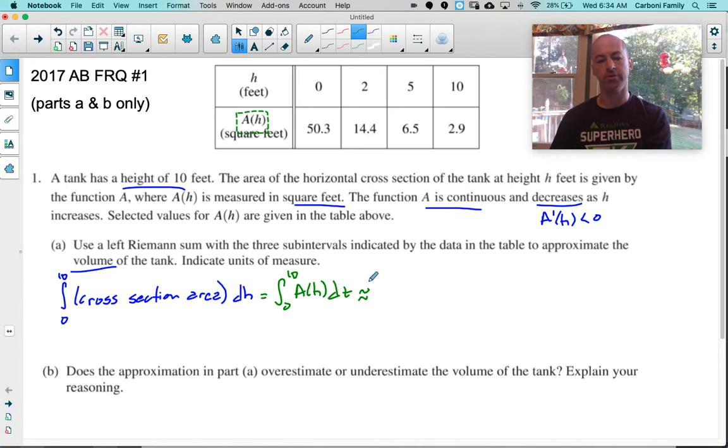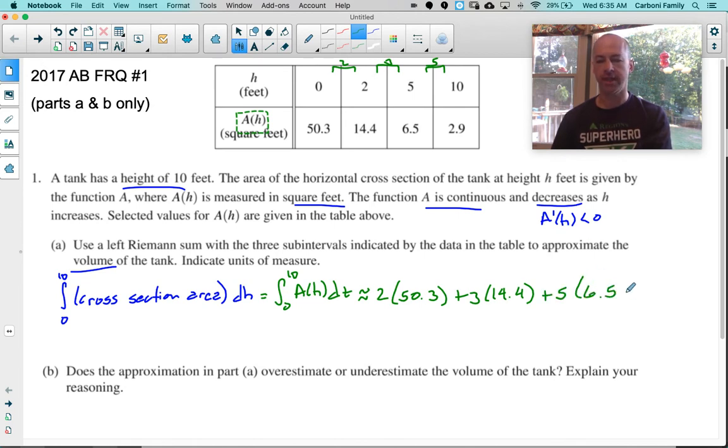And so my first rectangle has a base of 2, my second one has a base of 3, and my last one has a base of 5. So it's going to be approximately 2 times, and we are using a left Riemann sum, 50.3, whoops, didn't mean to close that parenthesis. Oh, yes, I did. 2 times 50.3 for my first rectangle. My next rectangle, the base is 3 and a height of 14.4. And then my last rectangle, a base of 5 and a height of 6.5.